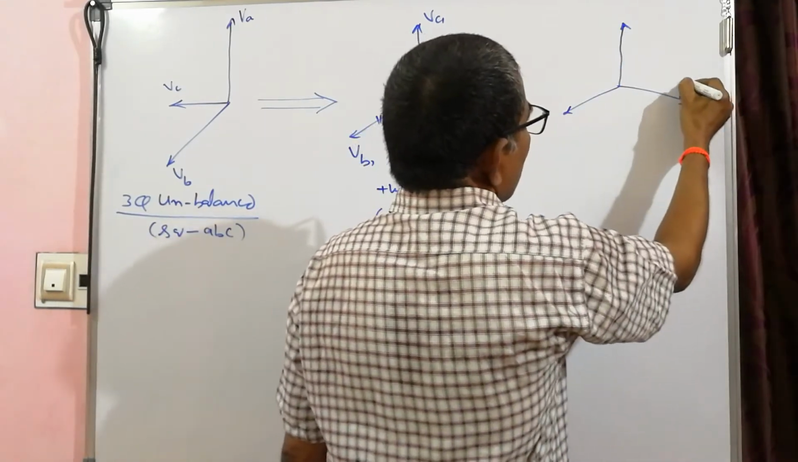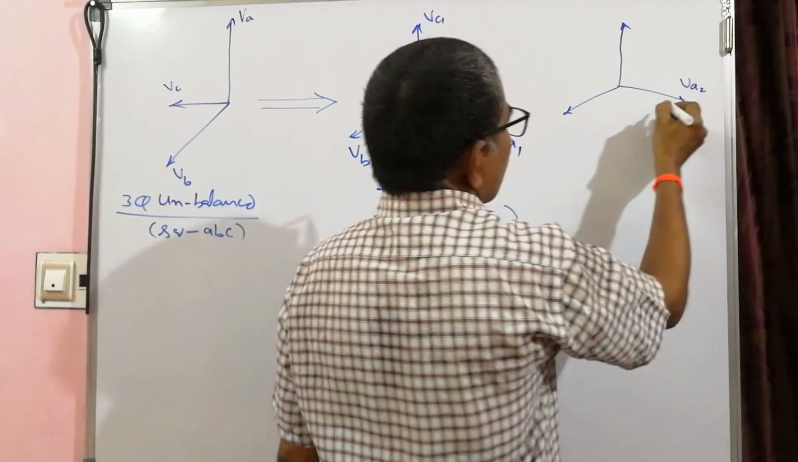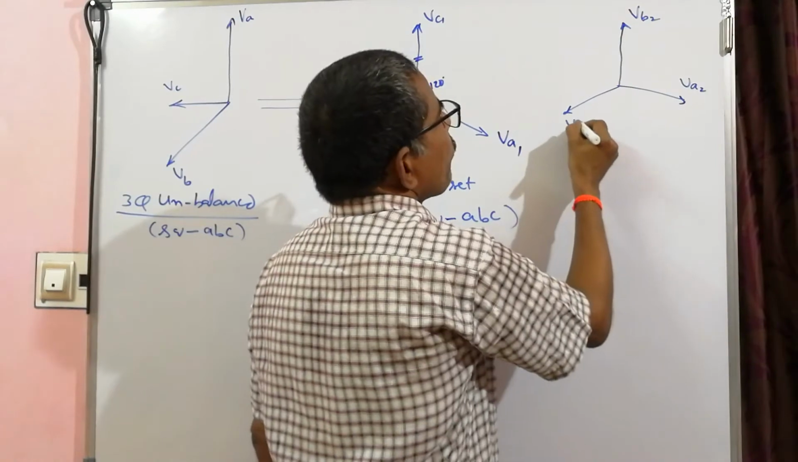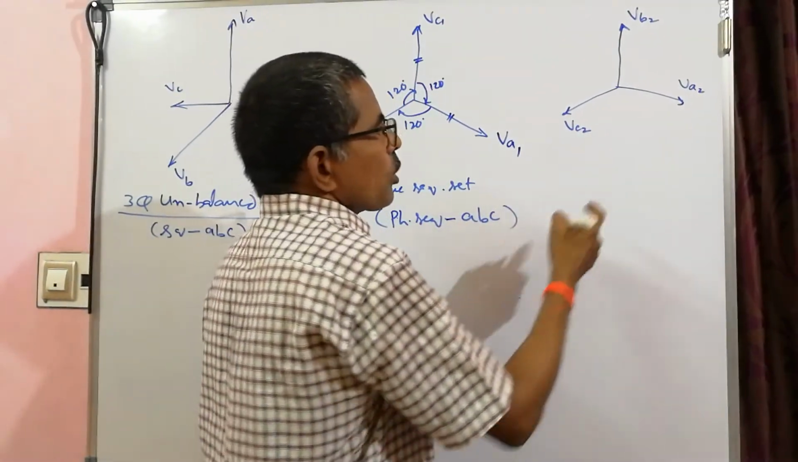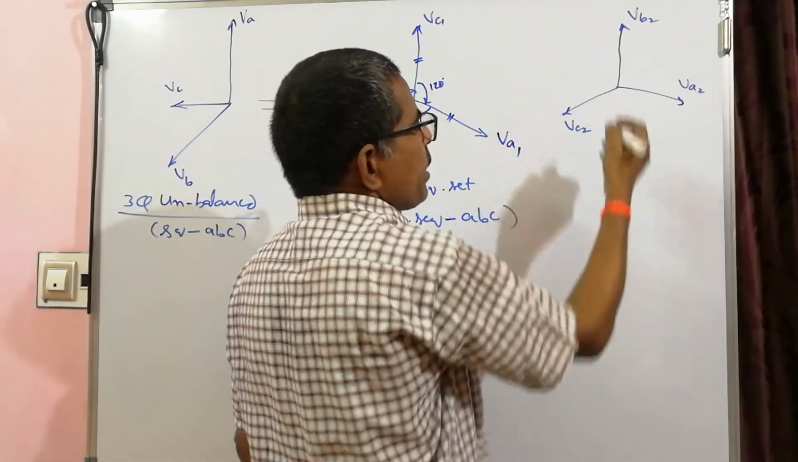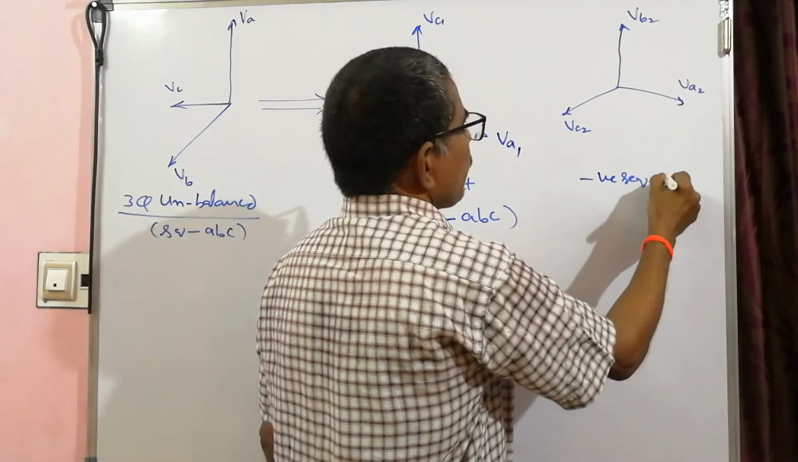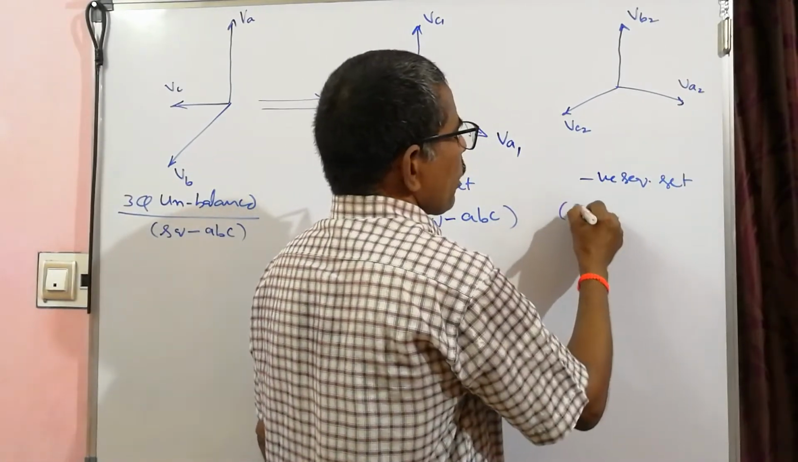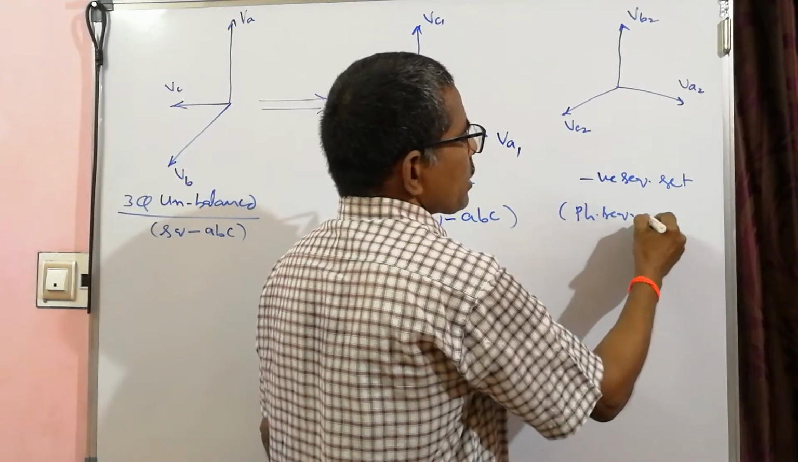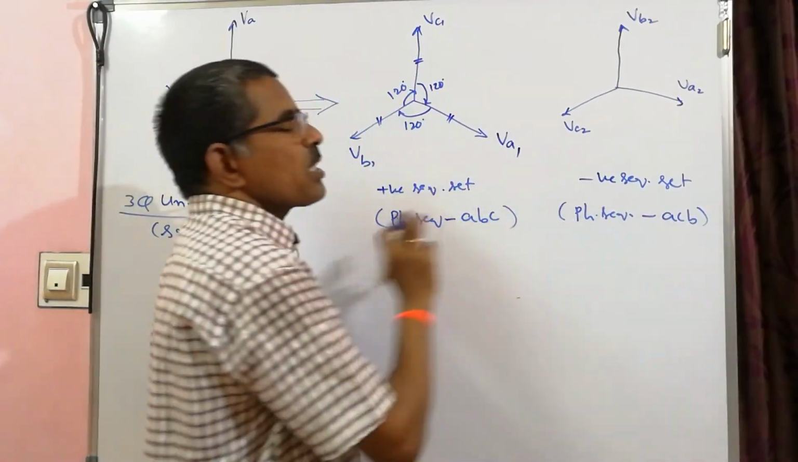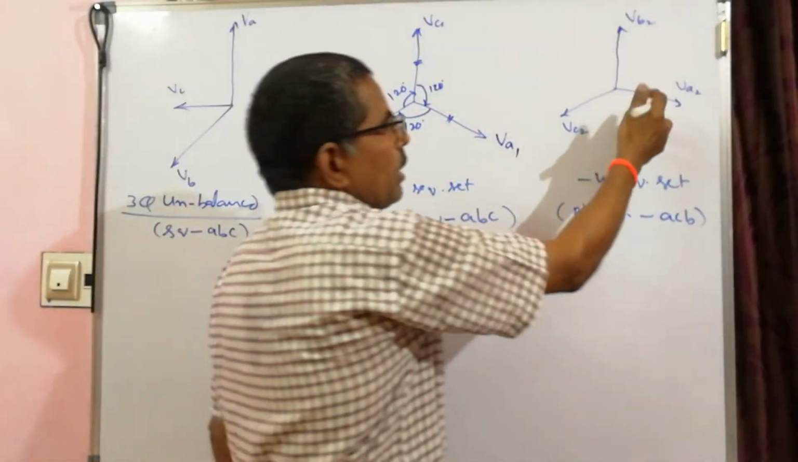Suppose if I say this is VA2, you get VB2 here, VC2 here. So, you can see ACB sequence. So, this is a negative sequence set which is following phase sequence ACB, opposite phase sequence. Okay.